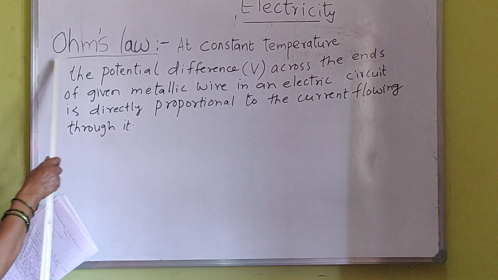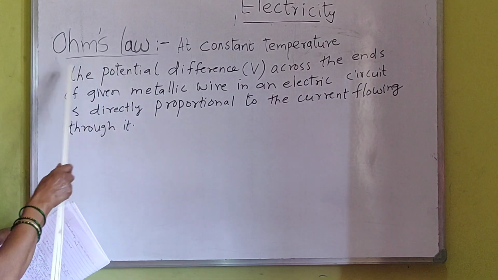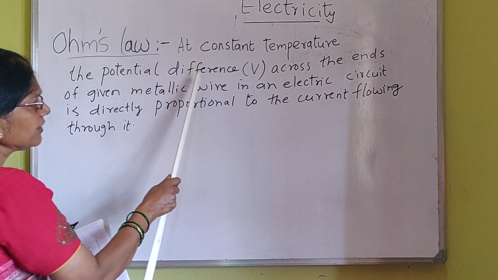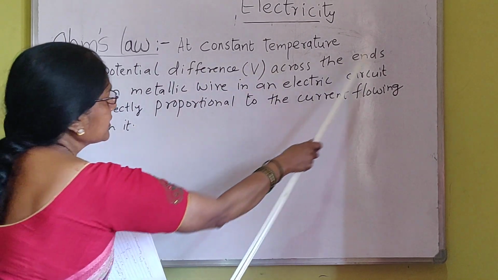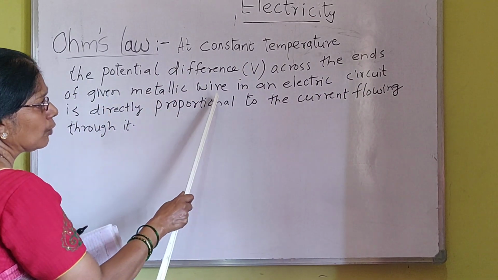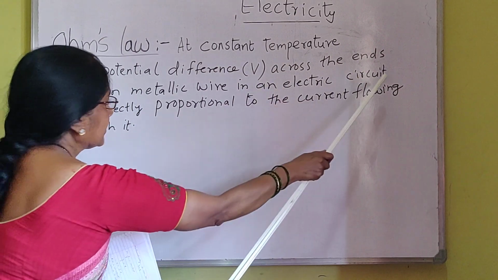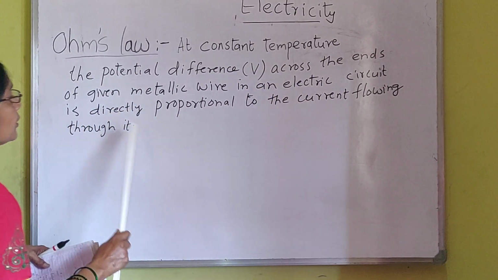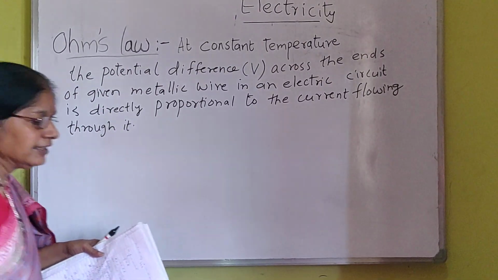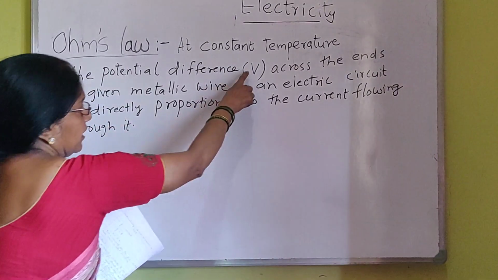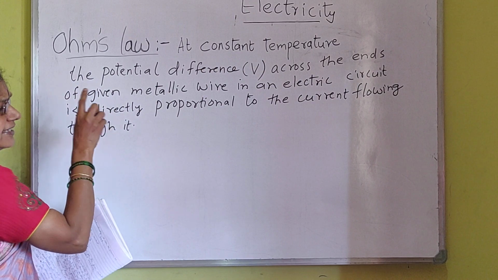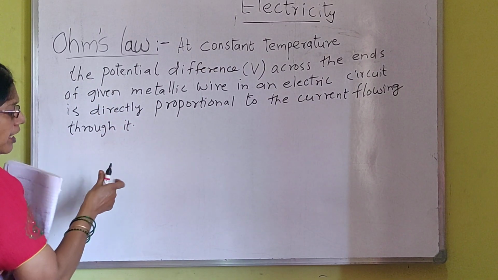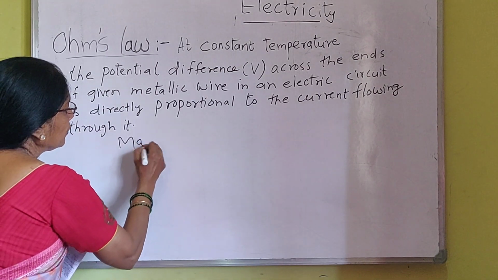Let us see what Ohm's law says. Ohm's law says that at constant temperature, the potential difference V across the ends of a given metallic wire in an electric circuit is directly proportional to the current flowing through it. What does it mean? That the potential difference V is always directly proportional to the current, which can be shown mathematically.